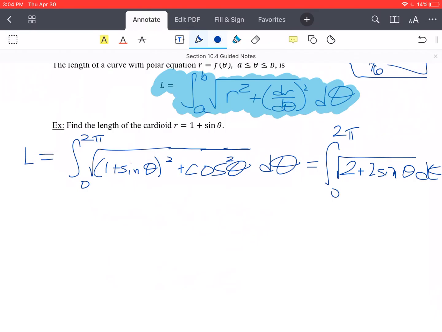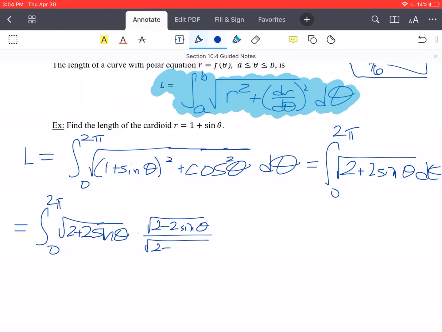Now, if we want to get any further with this, we're going to have to get a little creative. There's a trick that's going to help us simplify this: we're going to multiply by its conjugate. So this gives us the integral from 0 to 2 pi of root 2 plus 2 sine theta times root 2 minus 2 sine theta over itself, because we can't change the identity of the integrand. We have to leave it intact, so we multiply and divide by the same term.